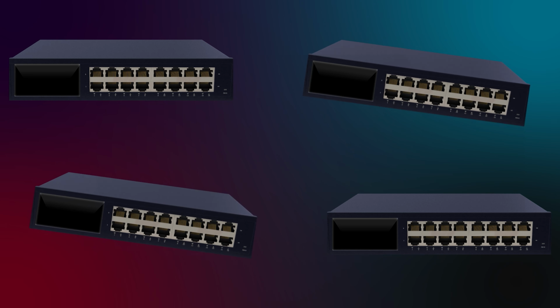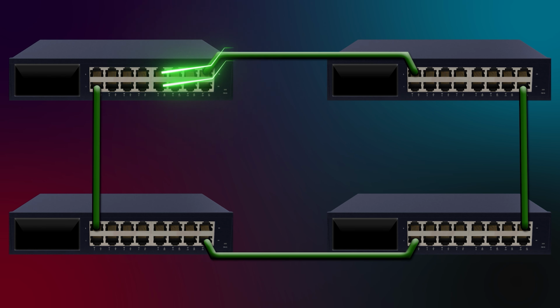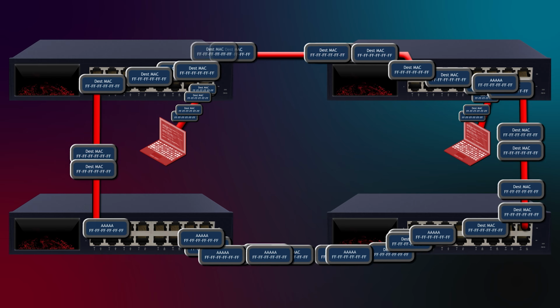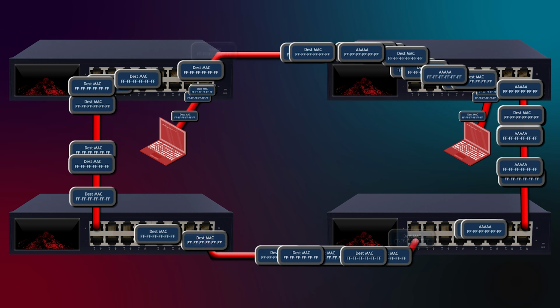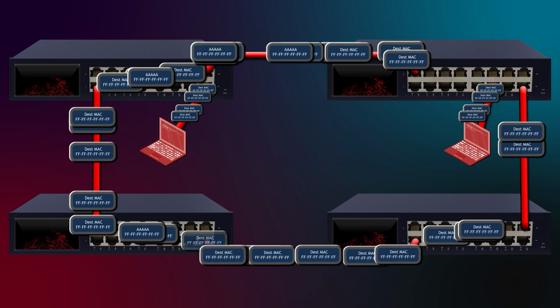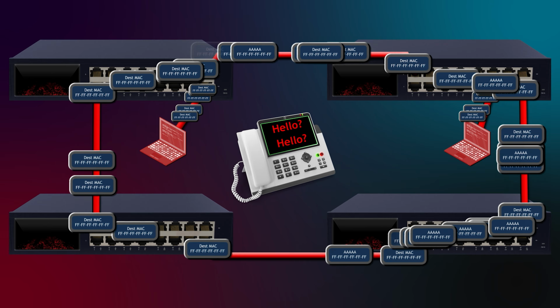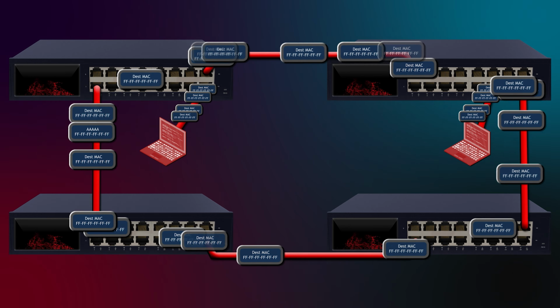Imagine a network without spanning tree, where switches are wired in loops and frames don't stop. One broadcast turns into a storm, flooding every port, then circling back again and again. Users get disconnected, calls drop, the network goes dark.